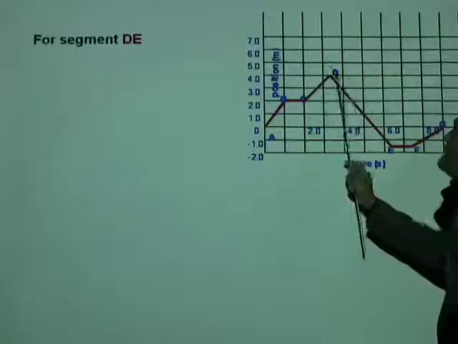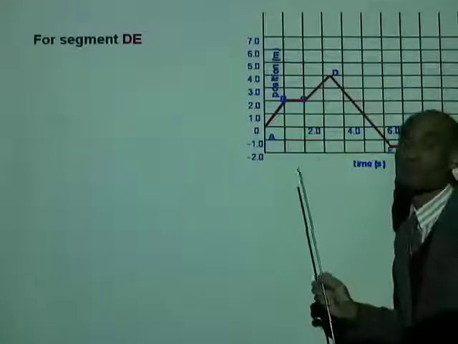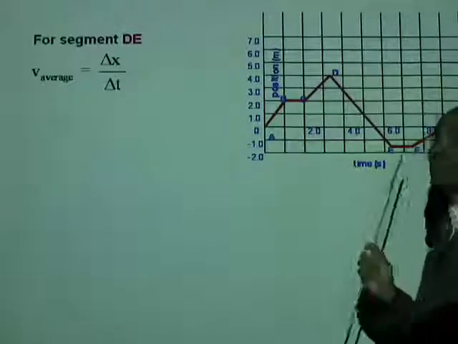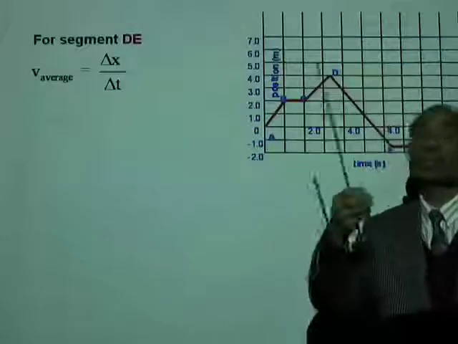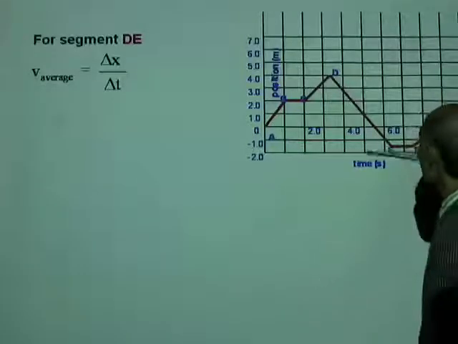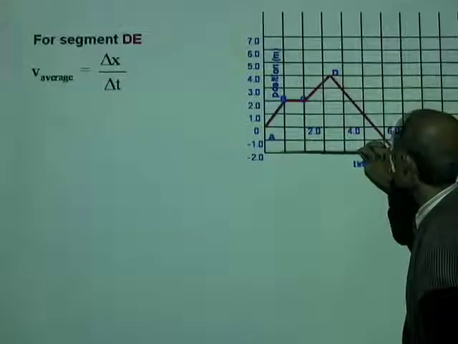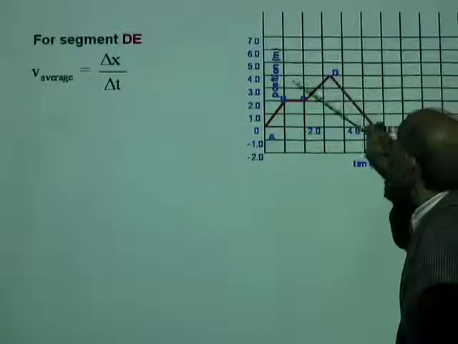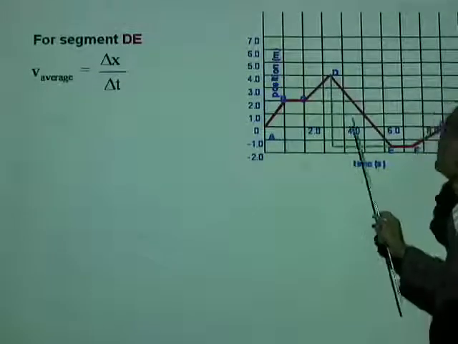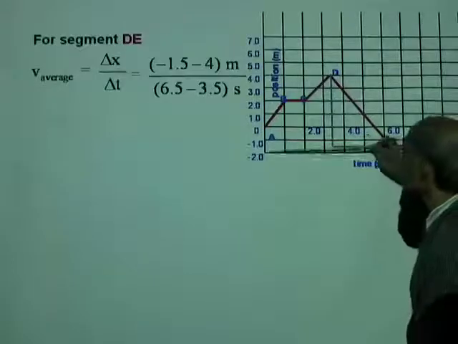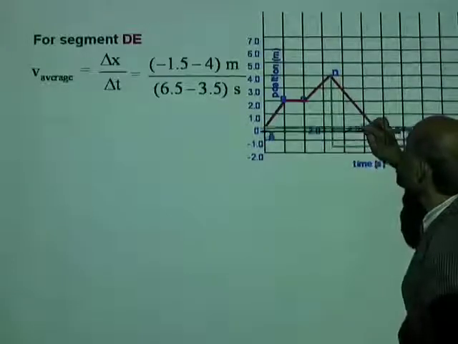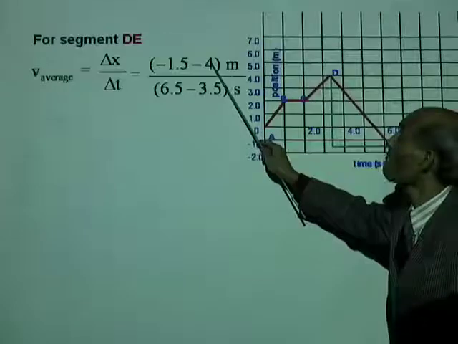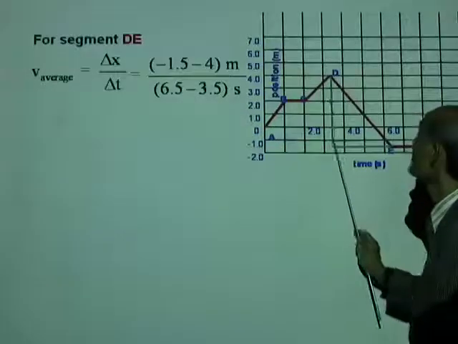Alright, how about the segment DE? Well, I want you to look here carefully. What is delta x? Remember, delta x is final position minus the initial position. The final position is negative 1.5. The initial position is 4 meter. So negative 1.5 minus 4 is the change in position delta x.